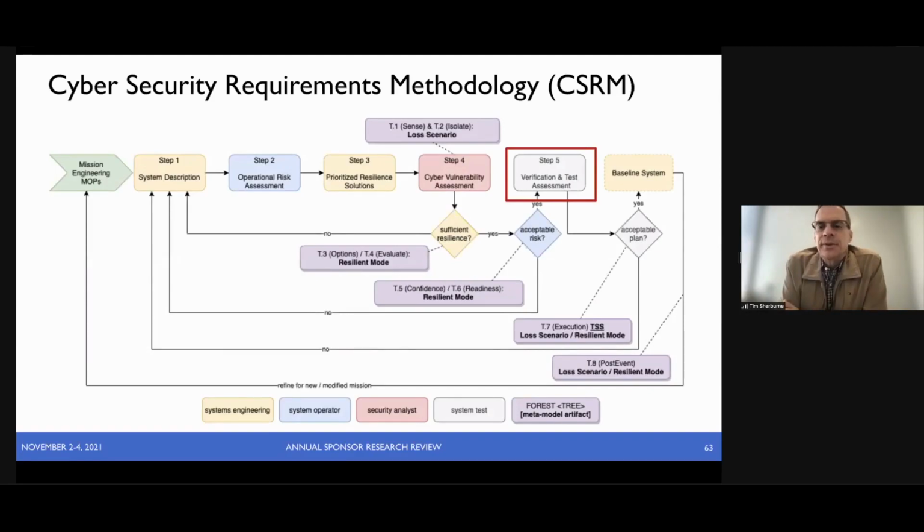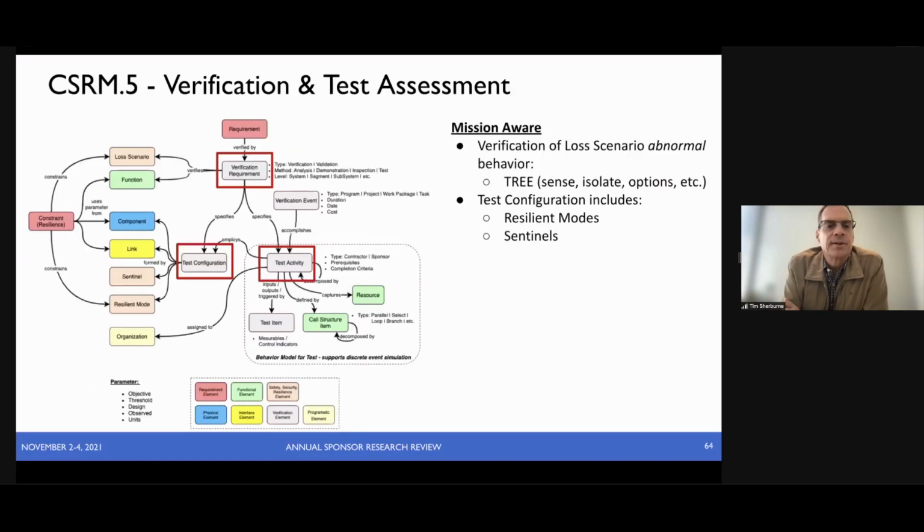So finally, the last bit I'll touch on here is the verification and test aspects of the CSRM process. As Peter mentioned, it's the verification requirements that verify functions, and here we say a loss scenario is a kind of function that we need to emulate so that we can verify that the Sentinel functions as expected and the resilient modes work as expected to minimize the impact of specific loss scenarios.